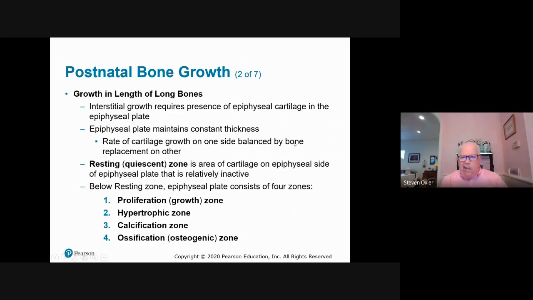And in this area of growth of your bone are zones. And there are basically 5 zones. The resting zone is called the quiescent zone. It's relatively inactive. Below that are 4 other zones in the epiphyseal plate: the growth zone, the hypertrophic zone, the calcification zone, and the osteogenic zone. This is in the epiphyseal plate.